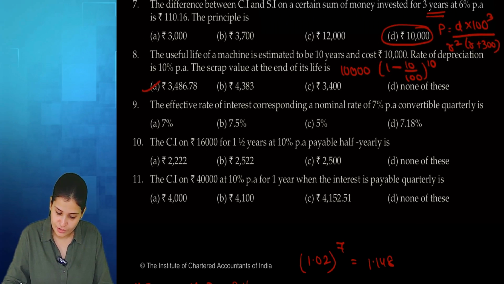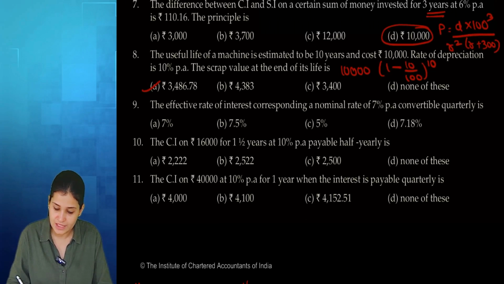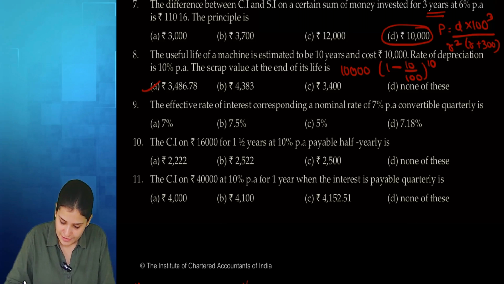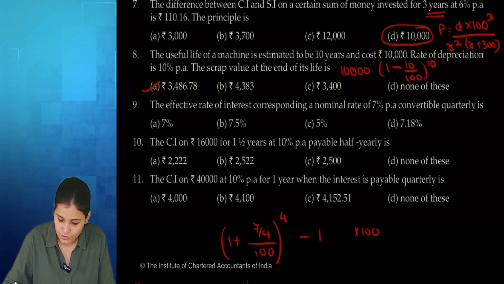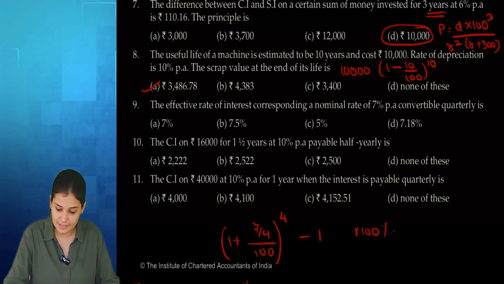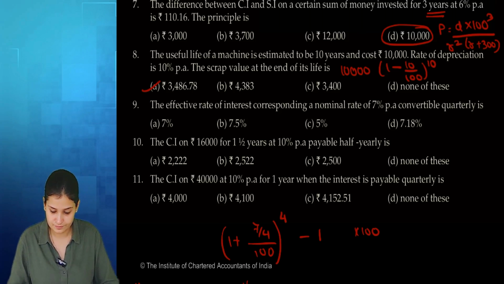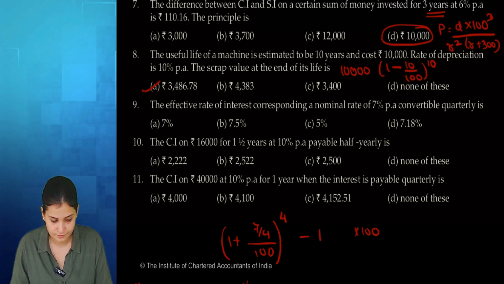The effective rate of interest corresponding to a nominal rate of 7%. So convert it quarterly. So 7 divided by 4, then divided by 100, add 1, to the power 4 for 1 year, minus 1, into 100. Only 100, not percentage. Answer? 7.18, ma'am. Very good.